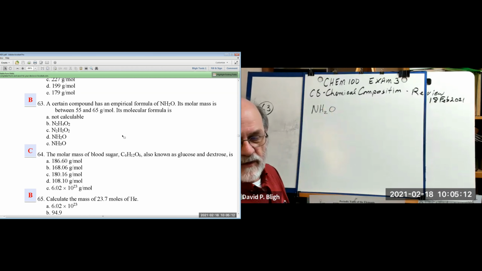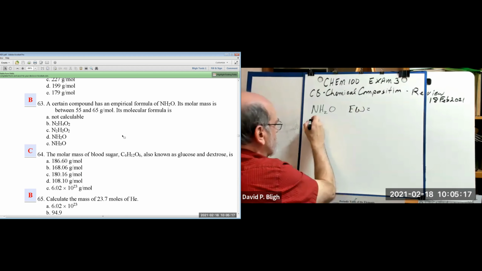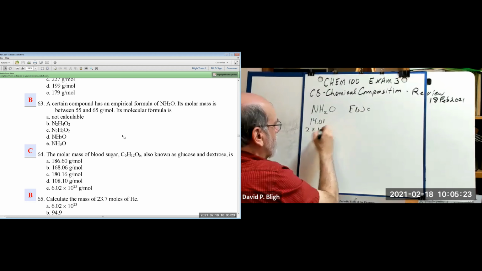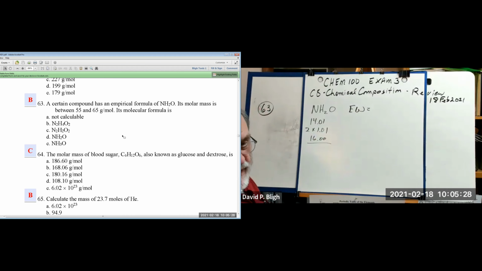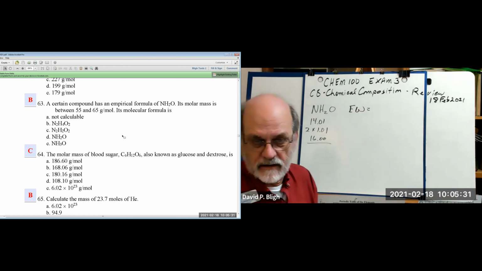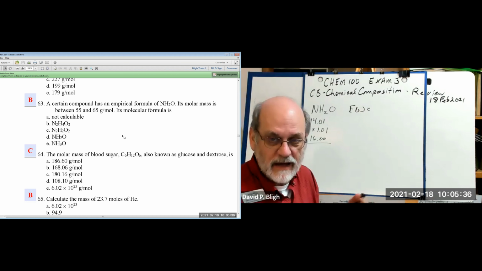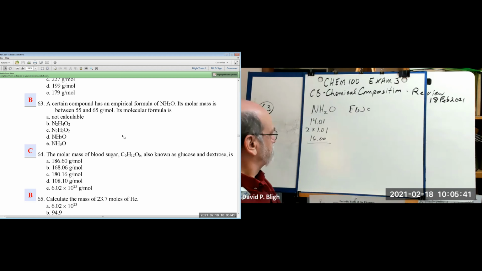So what's the empirical weight for that compound? Well, the empirical weight, let's see, 14 and 2 times 1.01 and 16. Okay. So let's add those up and find out what the empirical weight is, because we know we're going to need it. Anytime you're looking for the molecular formula out of this type of data, you're going to need the empirical weight for that formula. 14.01 and then 2.02 for hydrogen and 16 for oxygen. So that's 32.03.